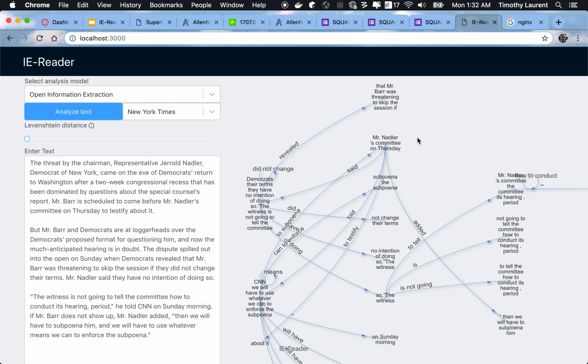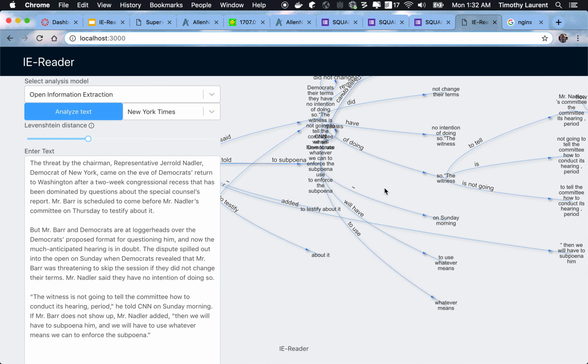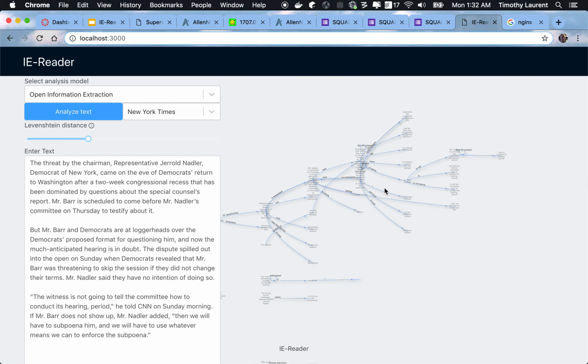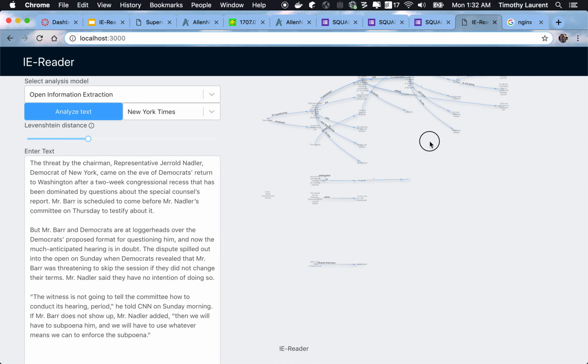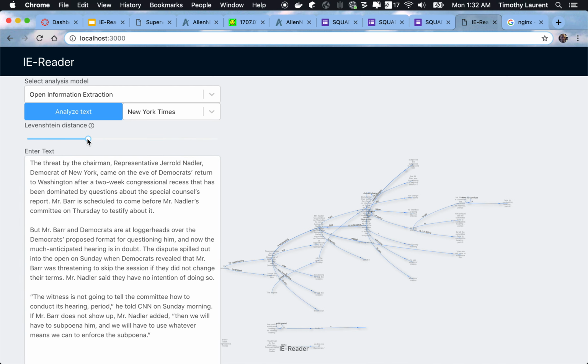Mr. Nadler said, and we have arrows going this way. So this is capturing complex relationships between the language. I changed the Levenshtein distance here, and you can see we have a much more connected graph now. We can pull it out. We can analyze again.